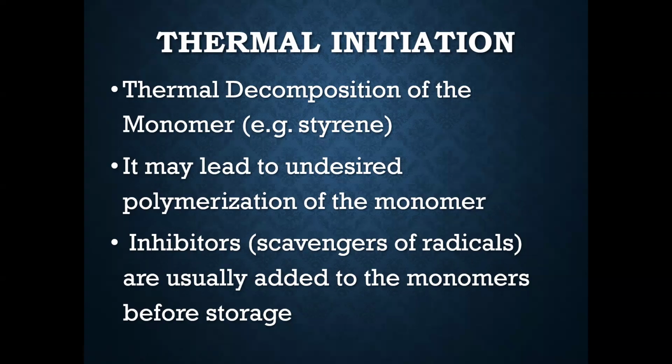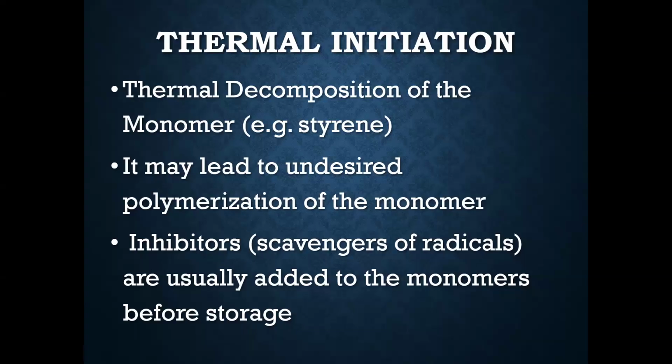But the problem of this method of initiation is that it can lead to undesired polymerization. So it can result in an undesired polymer. The inhibitors are used to protect the monomers before they are stored. So these inhibitors are scavengers of the radicals, which prohibit the formation of radicals while storing the monomers.